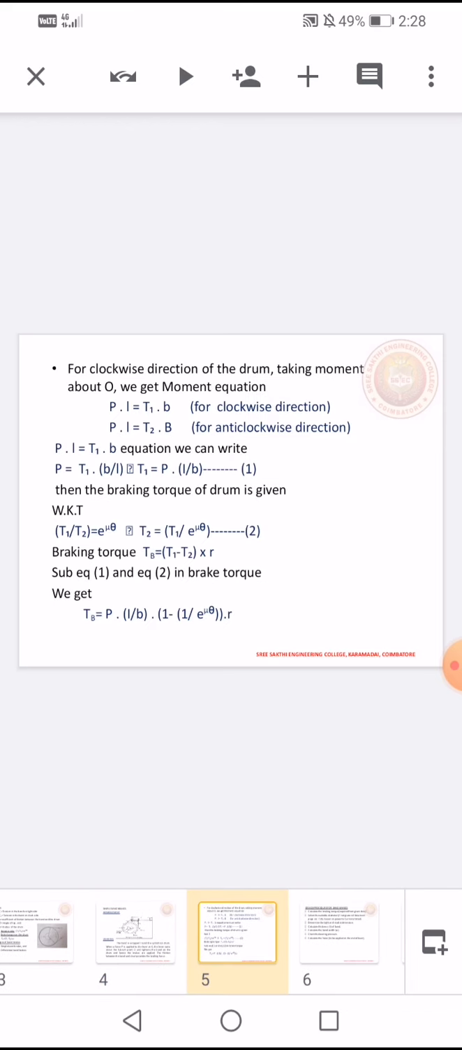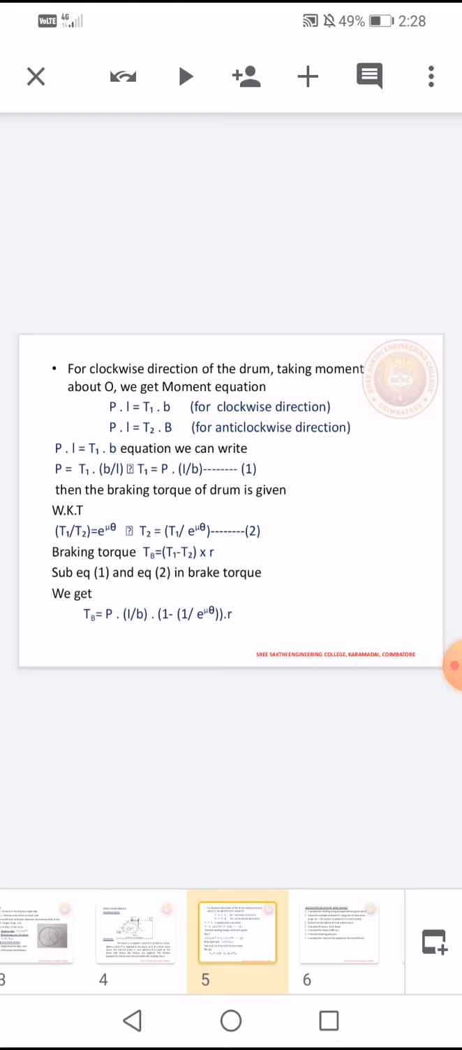Taking moment about O for anticlockwise direction, we get P into L equal to T1 into B. We can write T1 equal to PL divided by B. Take it as equation number 1. Similarly, for anticlockwise direction, we get the moment equation P into L equal to T2 into B. In anticlockwise direction, just T1 and T2 change over.